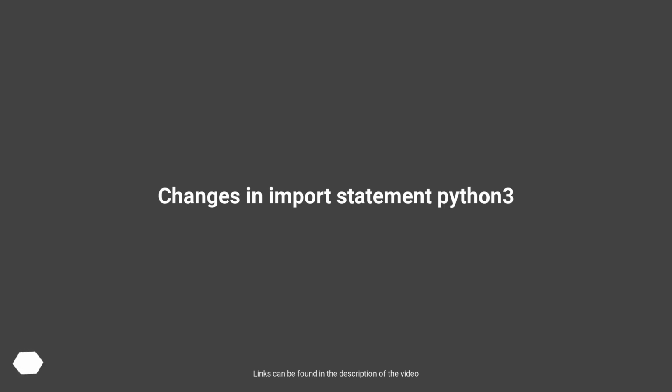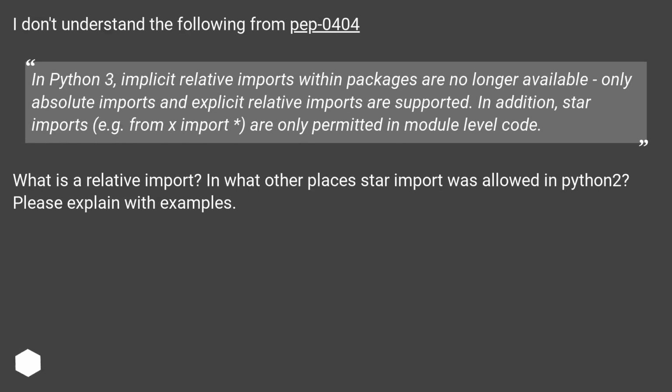Changes in import statement, Python 3. I don't understand the following from PEP 404. In Python 3, implicit relative imports within packages are no longer available, only absolute imports and explicit relative imports are supported. In addition, star imports, for example from X import *, are only permitted in module-level code.